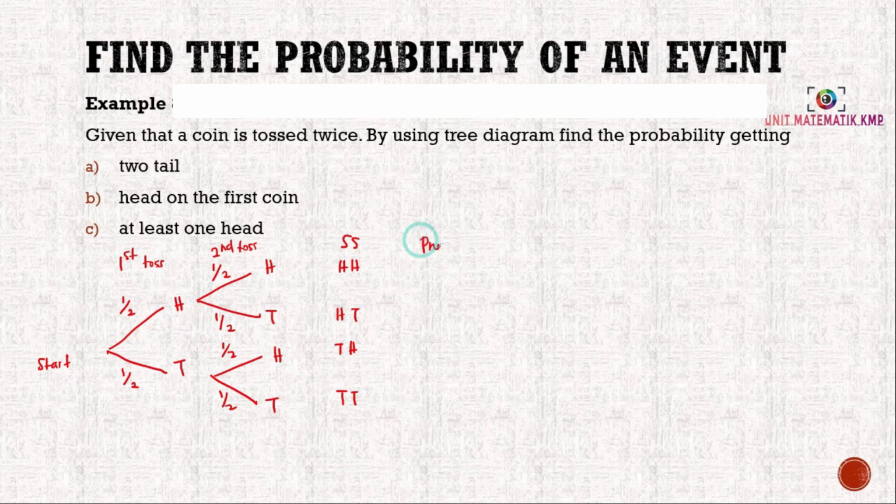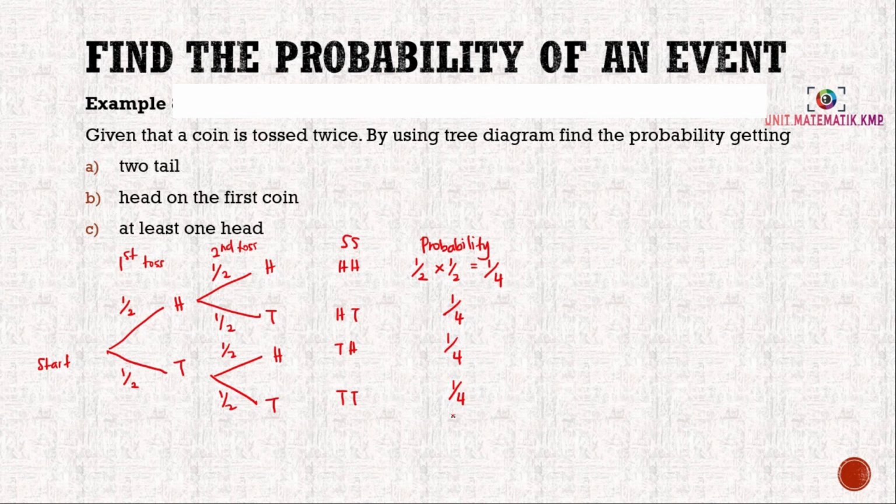And then the probability. Okay, in the previous lecture, it's note that to find the probability, you need to multiply the branch. Okay, the first branch, HH ni, we need to multiply 1/2 times 1/2, and then you can get 1/4. And then you repeat for the second branch, which is HT. So sama juga 1/2 times 1/2, you can have 1/4. And the third branch is 1/4, and the last branch is 1/4.